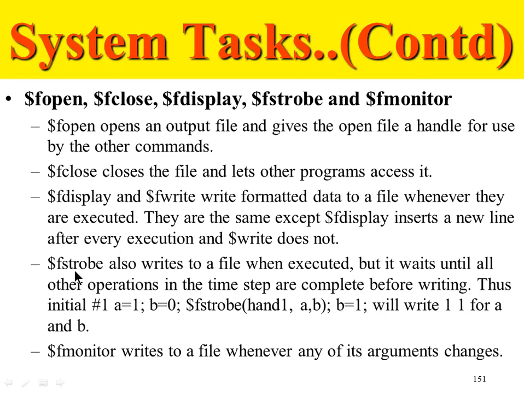Why? Because fstrobe is going to write the values of A and B at the end of simulation to the file. Initially A was 1, B was 0, but then later on B became 1. So towards the end of simulation A was 1 and B was 1. So 1 and 1 was written for A and B in the file pointed to by handle 1. That's how fstrobe works here. It's just an example of how fstrobe works.